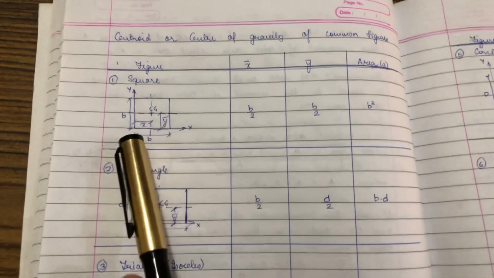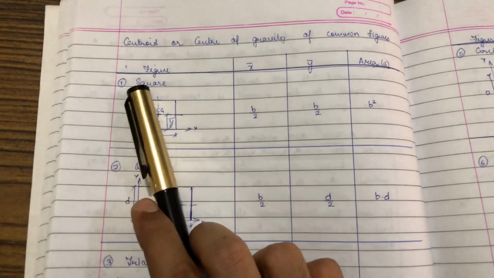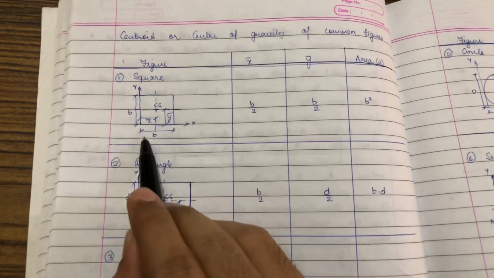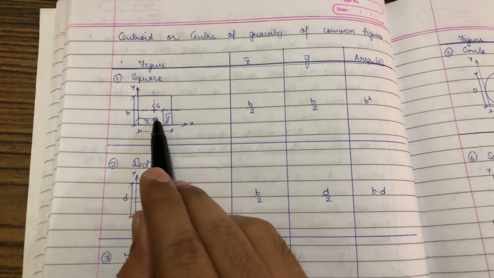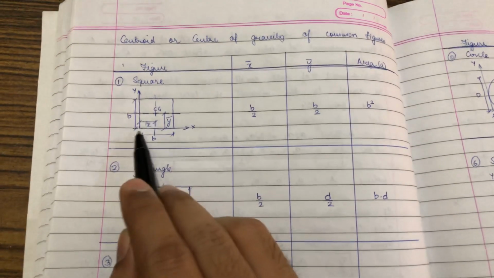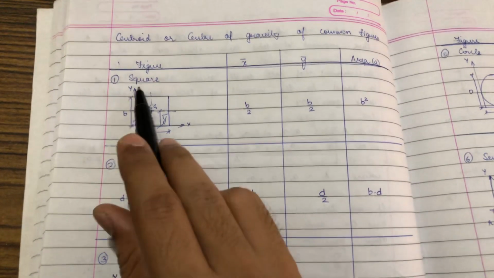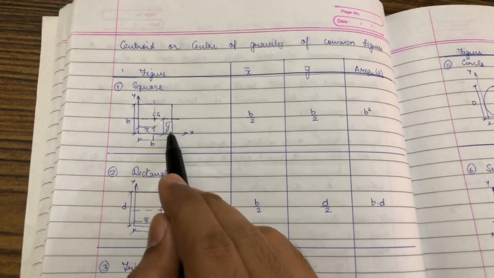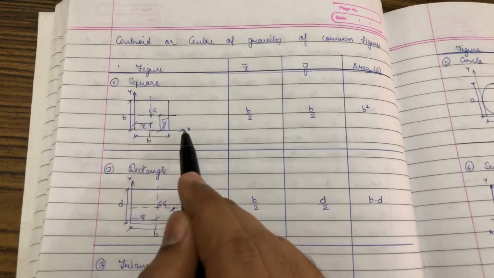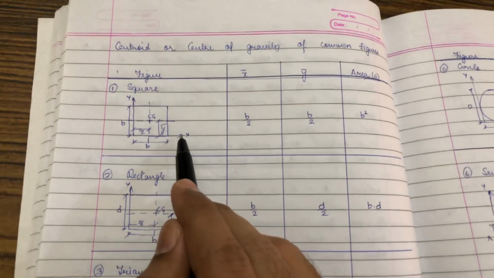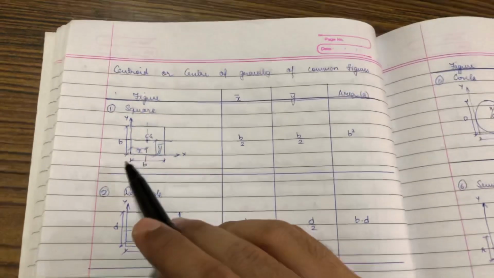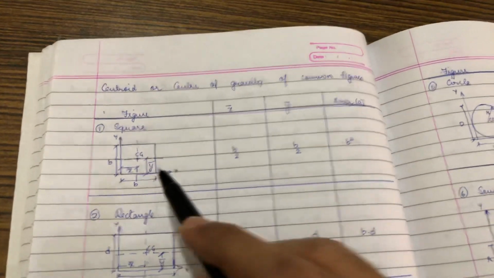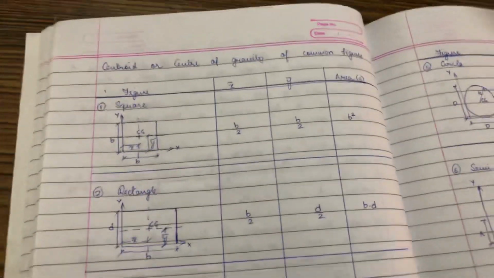Now you can see this is the x-axis and this is the y-axis. X bar will always be with respect to the y-axis. You can see this is the x bar. It is always with respect to the y-axis. And y bar will be with respect to the x-axis. This thing you have to keep in mind. X bar will always be with respect to y-axis and y bar will always be with respect to x-axis.